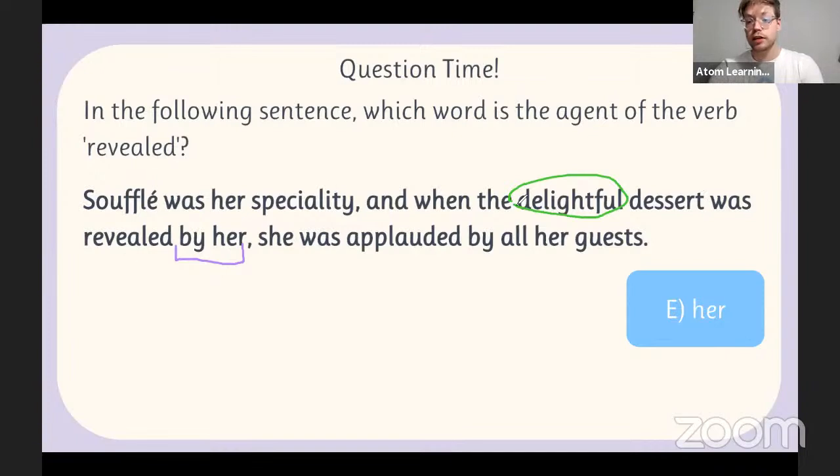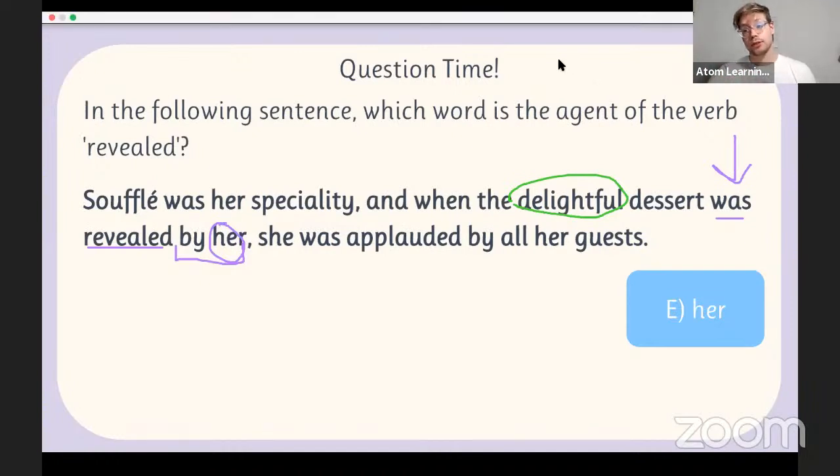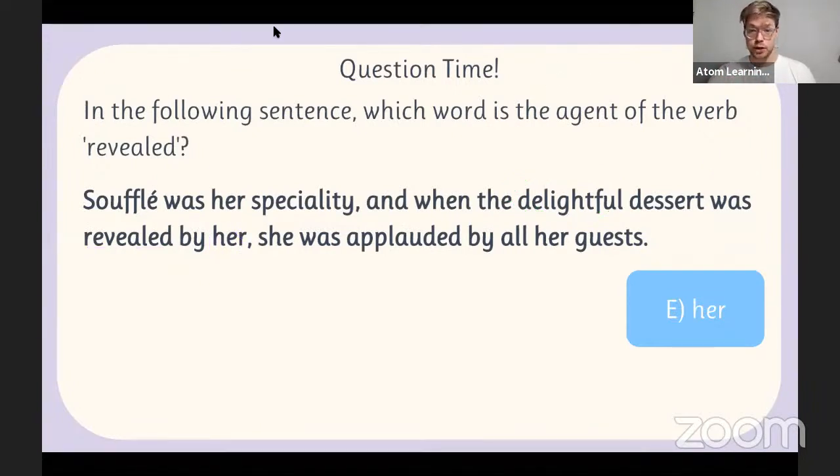So we know the delightful dessert was revealed, we know it was revealed as in the passive voice, because one, we've got that nice auxiliary verb, and also the dessert isn't revealing itself. So the dessert was revealed by her. We know that her, she is the one doing the action. She is the one revealing the dessert. So she is the agent, because the agent in the passive voice is the person, place, no, I was gonna say person, place or thing, just person that performs the action. So good job, everybody. Right, and also great job on the extension, giving me some delightful antonyms for delightful.